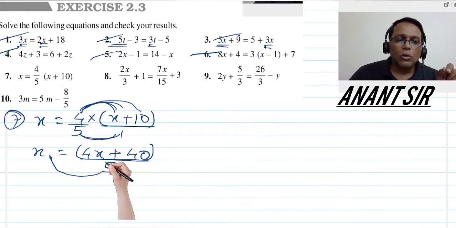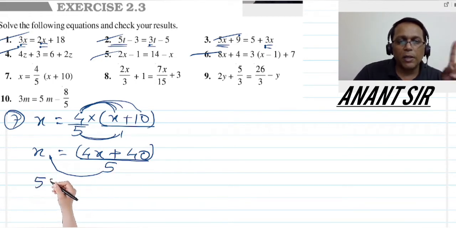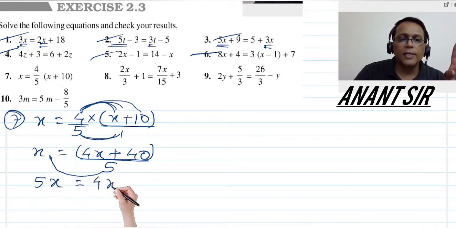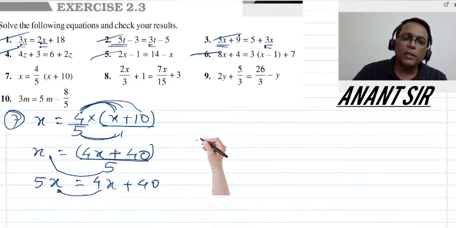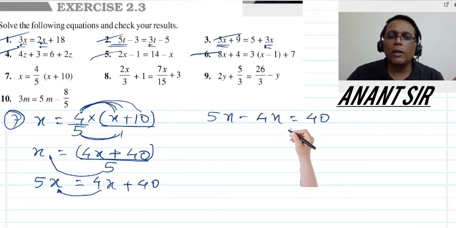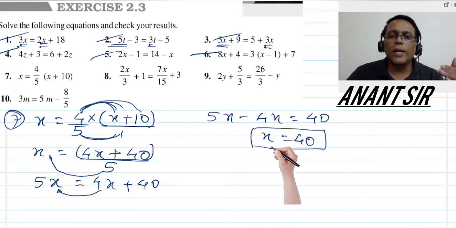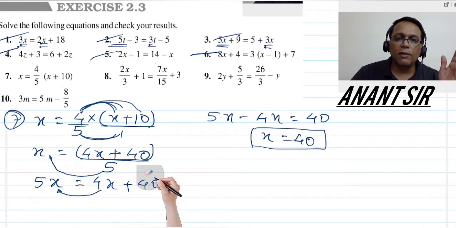Now, I am taking that 5 to the other side, so divide will become multiply, 5 into x is 5x is equal to 4x plus 40. Now it's a very simple question, I am taking this 4x to this side, plus 4x becomes minus 4x, 40 remains as it is, 5x minus 4x is 1x, x equal to 1x means x, so x equal to 40. We got the answer, question number 7 is done.